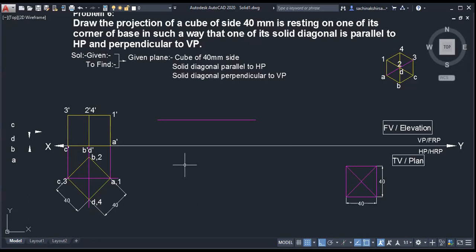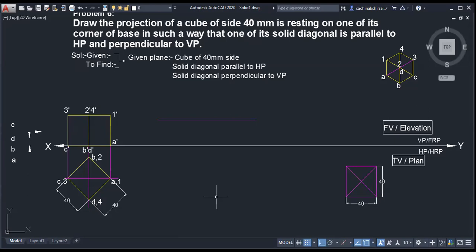So A dash should remain on XY. Now who will tell? We have to rotate this solid in such a way that this front view we have to rotate in such a way that C dash 1 dash should remain parallel to XY. How it should be? Apply the logic and tell me how it should be.